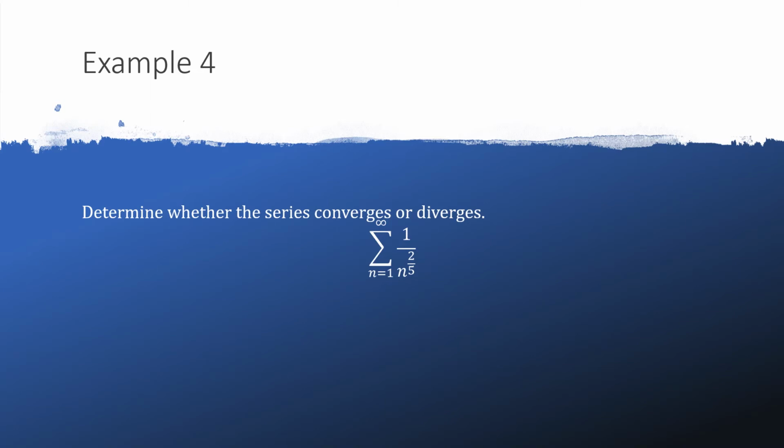All right, so next, same situation. It is of the form of a p-series, a number over n to some power. The power in this case is 2/5, so p equals 2/5, which is less than or equal to 1, which tells me, since it's less than or equal to 1, that this series diverges by the p-series test.